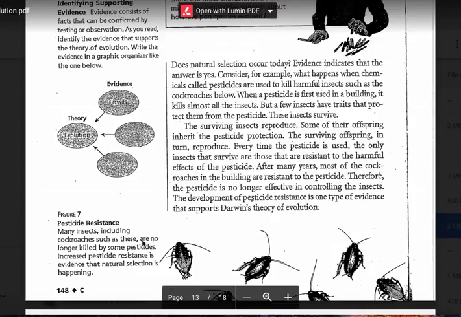The surviving offspring, in turn, reproduce. Every time the pesticide is used, the only insects that survive are those that are resistant to the harmful effects of the pesticide. After many years, most of the cockroaches in the building are resistant to the pesticide. Therefore, the pesticide is no longer effective in controlling the insects. The development of pesticide resistance is one type of evidence that supports Darwin's theory of evolution, and is gross.